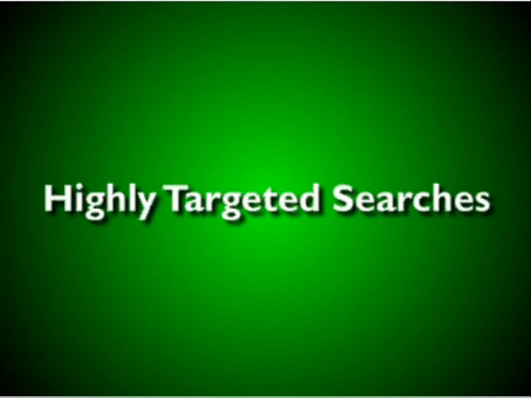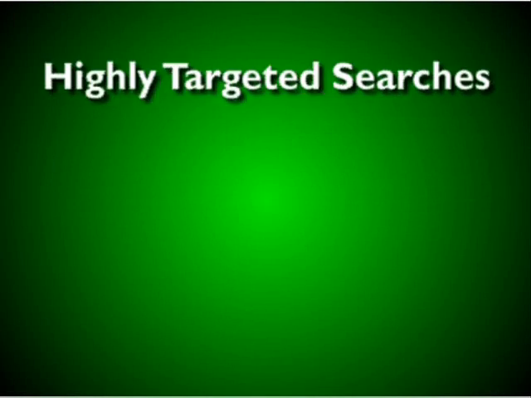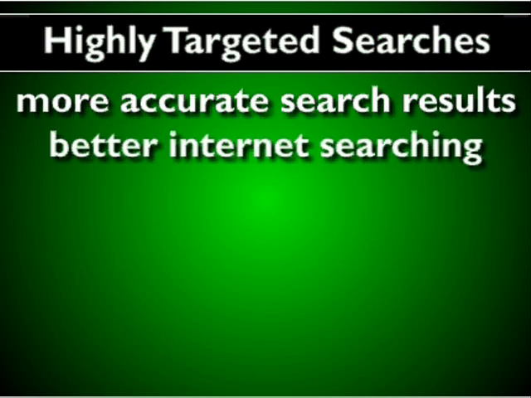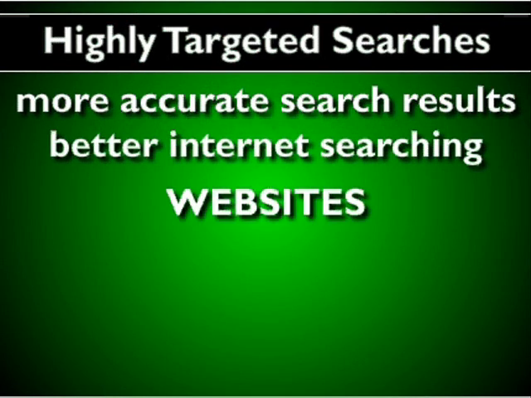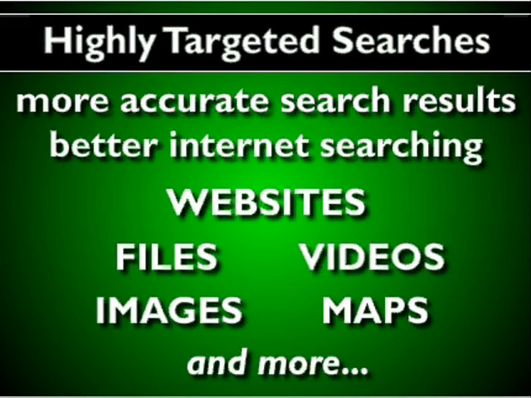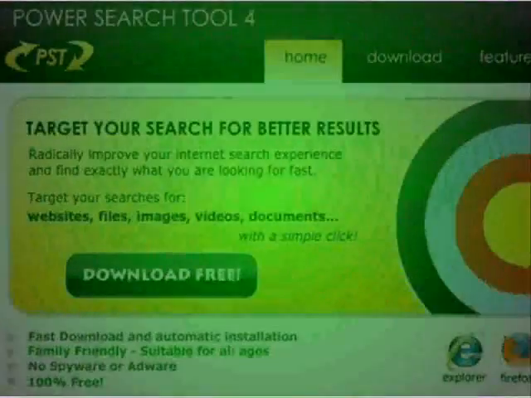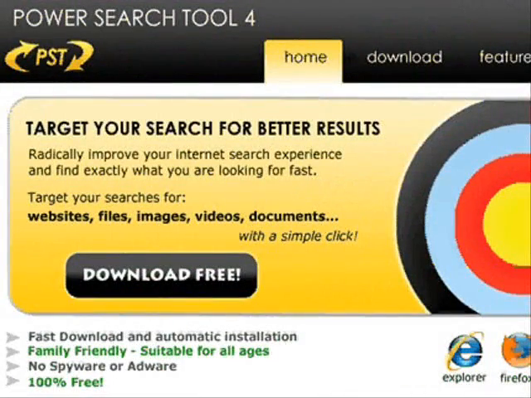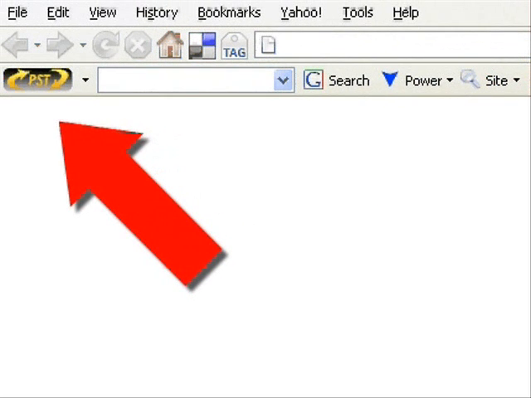perform highly targeted internet searches, which means more accurate search results and better internet searching altogether. This includes websites, files, images, videos, maps, and more. In this video, you'll get a short overview of the Power Search Tool 4 to get you off to a quick start.